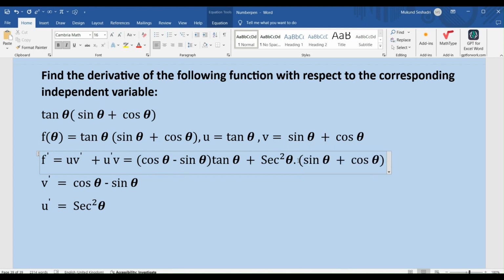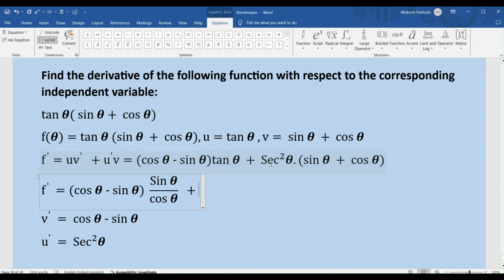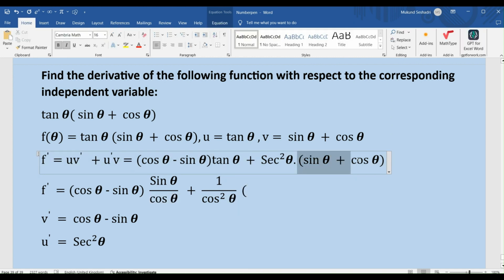It becomes important for us to observe if this is further simplifiable, right? So I'm going to express my tan theta as sine theta by cos theta. And then I have my secant square theta, which I'm going to put as 1 by cos square. So the point I'm trying to make out here is I'm expressing everything in the form of the most basic trigonometric function, which is sine and cos, right? And let's approach the simplification after we do that. And then I have my sine theta plus cos theta.